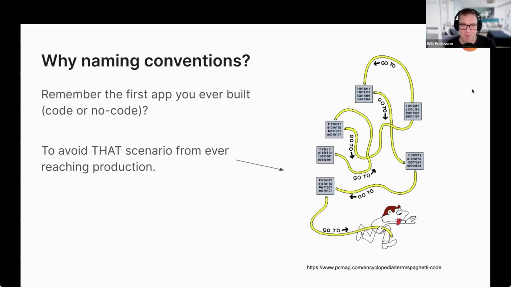So first of all, why? Why do naming conventions? Well, I don't know about you, but if you look back to the first app you ever built, whether it was code or no code, it probably looked something like this. And so this is what we call spaghetti code, where there's no real structure or order. And we want to avoid this scenario from ever entering our production environment.